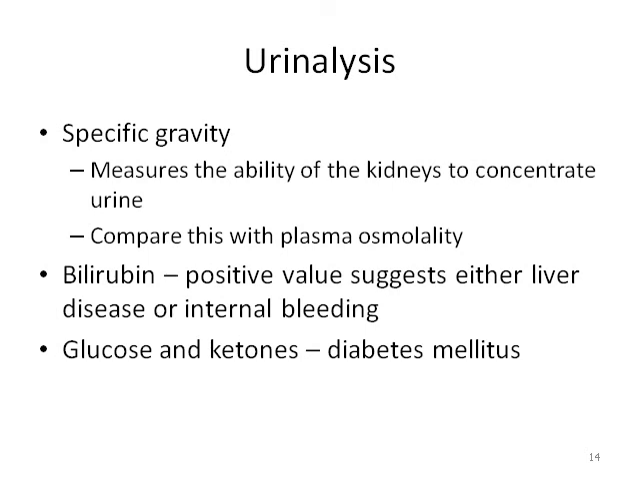There may be bilirubin. If that shows up in the urine, that could suggest either some internal bleeding or potentially liver disease. If there's a lot of bilirubin in the urine, the urine tends to be brown and foamy. And then another one that would be important to you would be glucose and ketones.